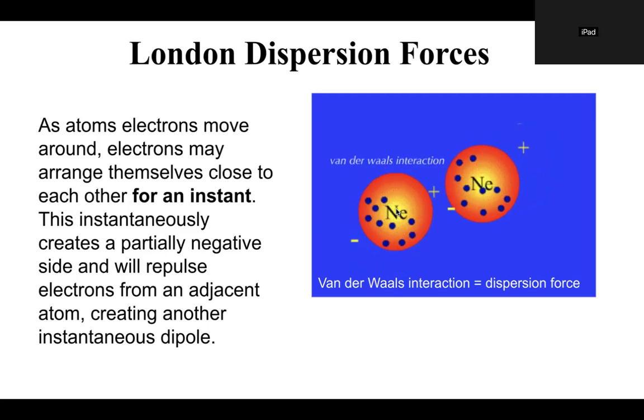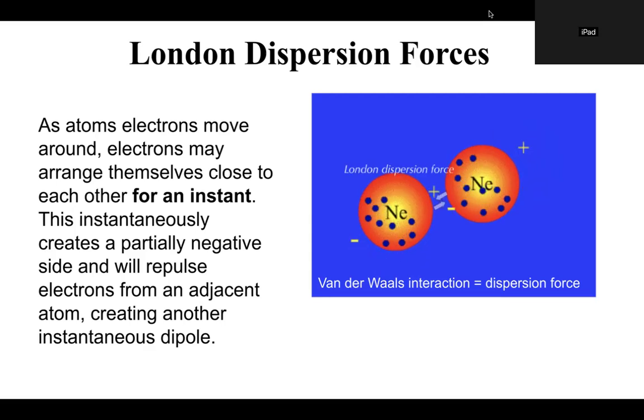And because of that, electrons arrange themselves close to each other for an instant. Again, this is only an instant because electrons don't want to be near each other, but for an instant, they happen to be near each other because they're constantly moving. As a result, this instantaneously creates a partially negative side of what is a nonpolar atom or molecule, but that also means I create a partial positive side. And as a result, if these neon atoms are really, really close together, that's going to force another instantaneous dipole on another side too.